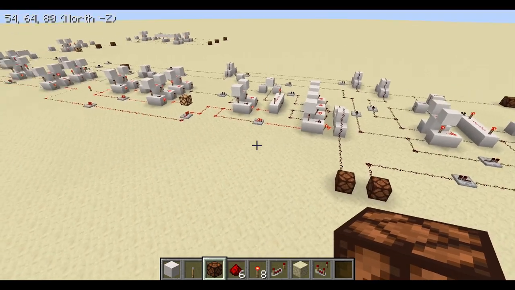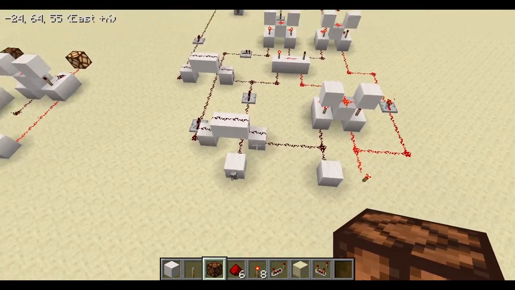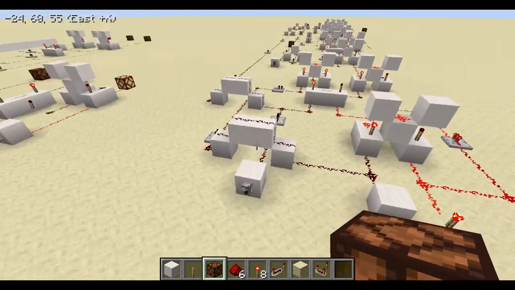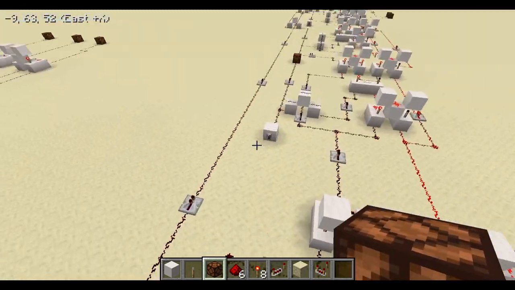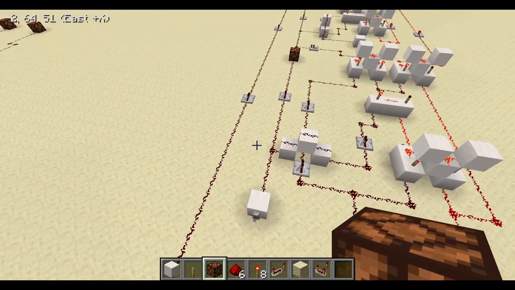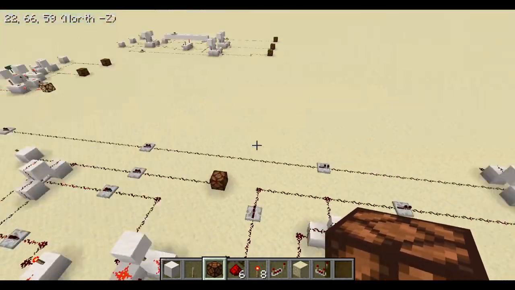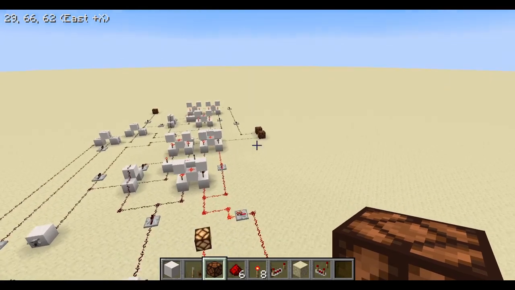I'm not entirely sure if I got all the connections correct. It's a 3-bit adder, so the 3 bits should be this input here, and this input here, and this one here. Okay, so 0 plus 0 plus 0 equals 0.